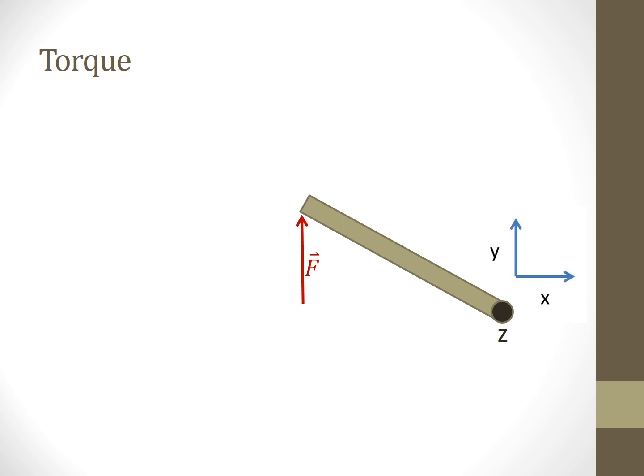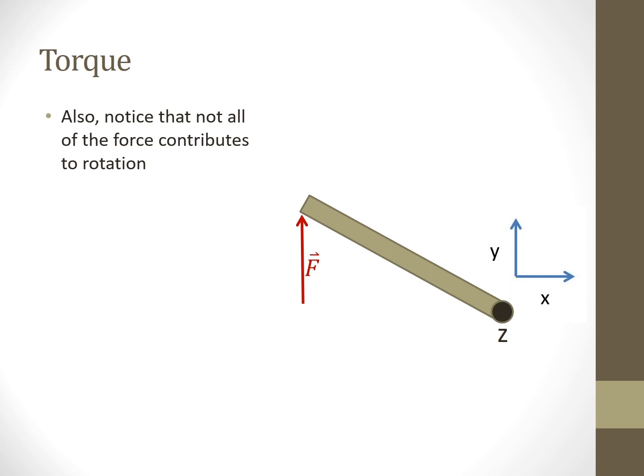So what we're talking about here is putting a force on the door handle to cause rotation. We have a few quantities to define to come up with an equation that we can use for torque problems, and that's what we're going to do here. Notice here that not all of the force contributes to the rotation. Only the force that's perpendicular to the door is going to cause rotation.